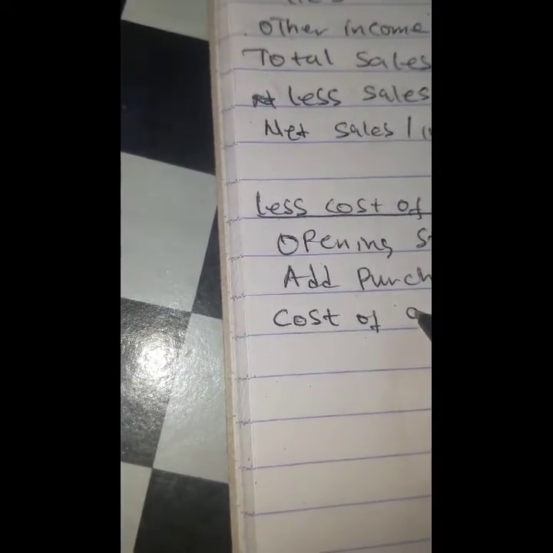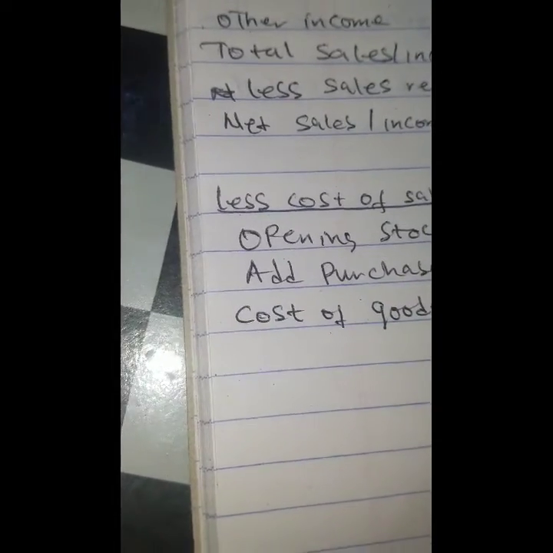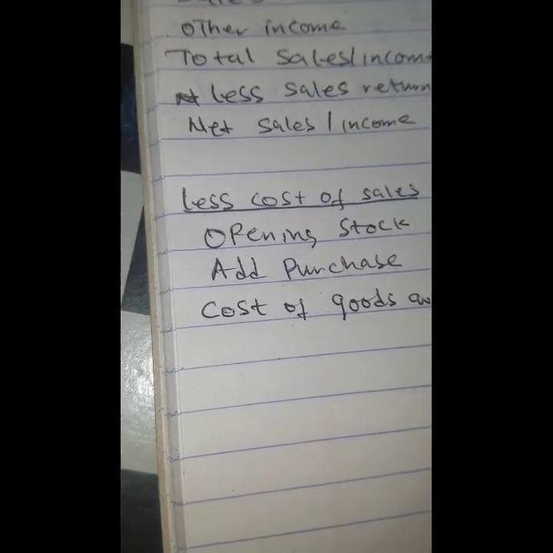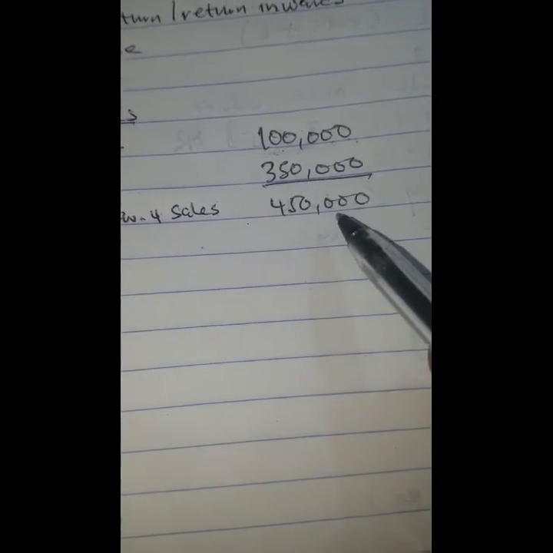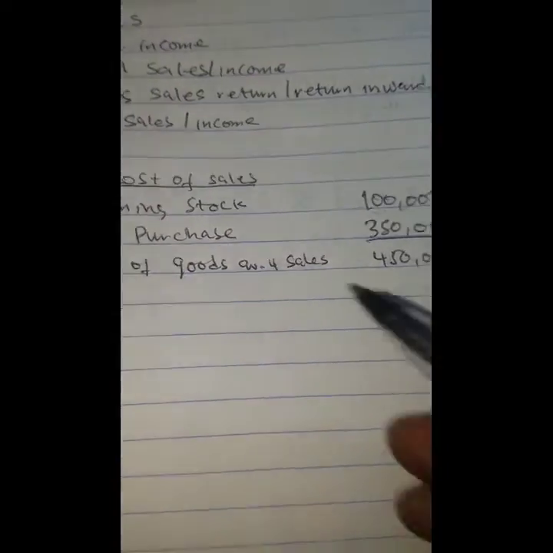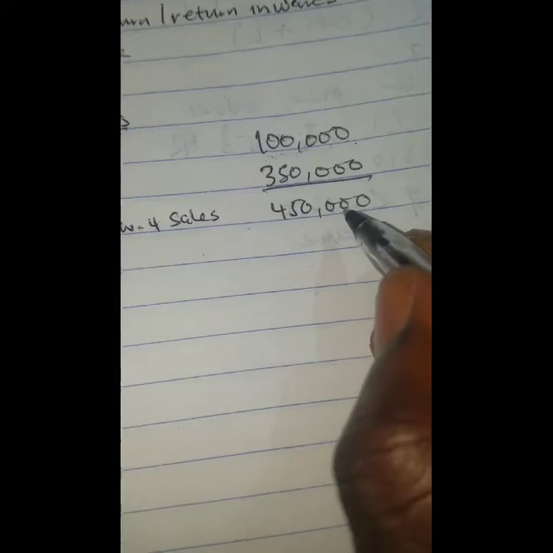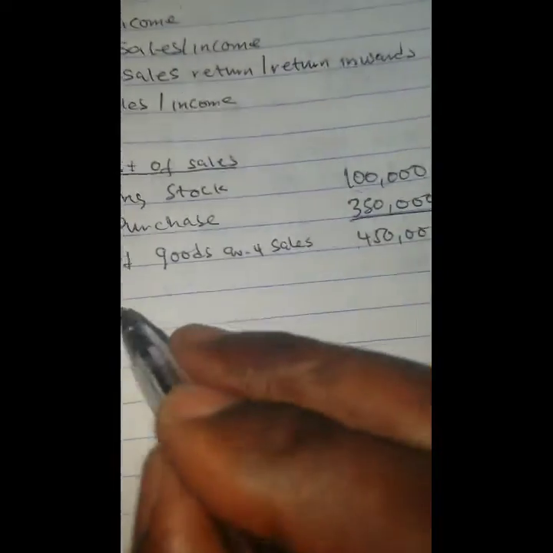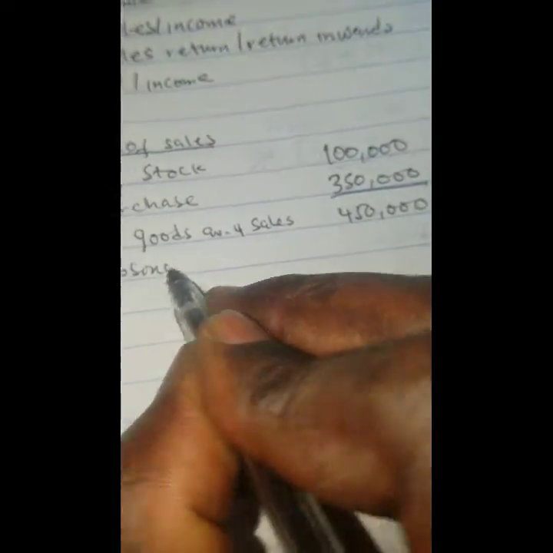Cost of goods available for sale. That is the total cost of goods available for sales, and from it you less the closing stock of this year.